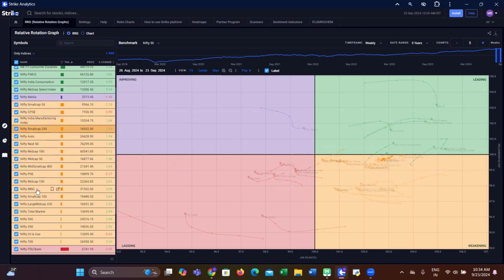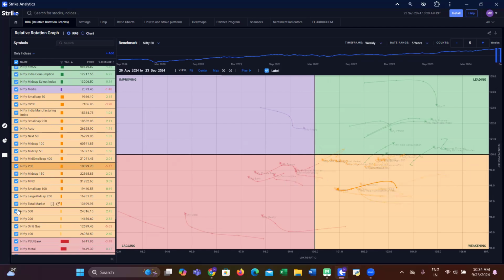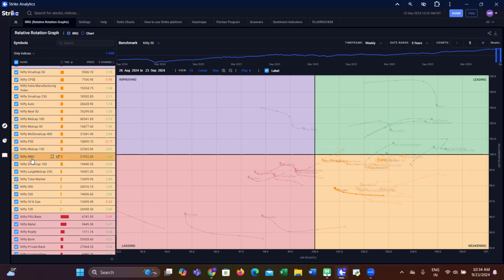Now let's go to Nifty PSE. It's very interesting. Not a significant increase of RS momentum and RS ratio. So we'll have to keep an eye if there is any turnaround going back to the leading from weakening. Nifty FMCG, yeah, there is a slight increase of the RS momentum. So very interesting to see if it goes upwards.